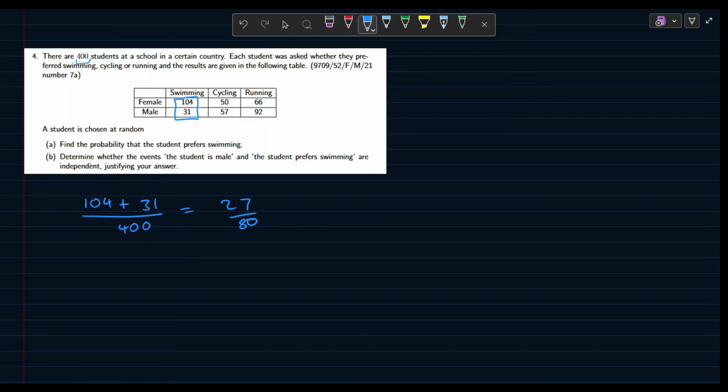Now part B says determine whether the events the student is male and the student prefers swimming are independent. Justify your answer. Okay, so let's label the student is male as event A. The student is male. And let's label the student prefers swimming as event B. The student prefers swimming.